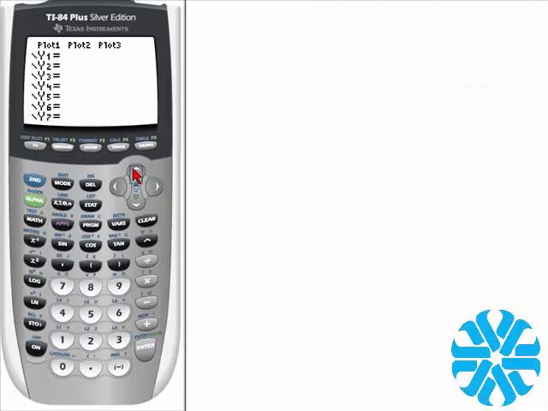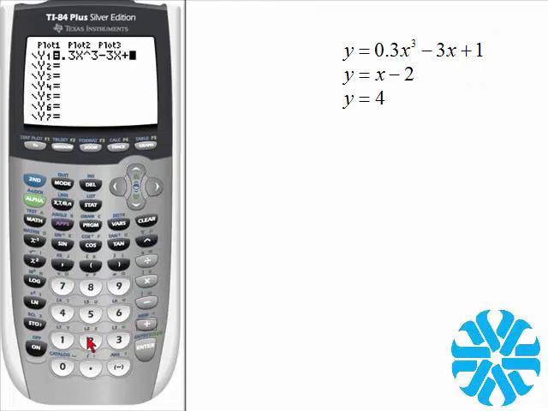So to clear the function off the line, just go ahead and hit the clear button. Let's go ahead and graph 3 functions now. What we're going to do is graph a cubic equation. So let's first graph y equals 0.3x cubed minus 3x plus 1. So we're going to have 0.3x, and then we're going to raise it to the third power, subtract 3x, plus 1. So there's the first function.